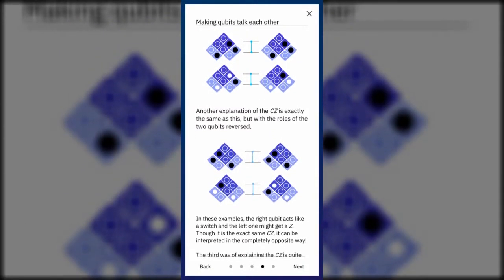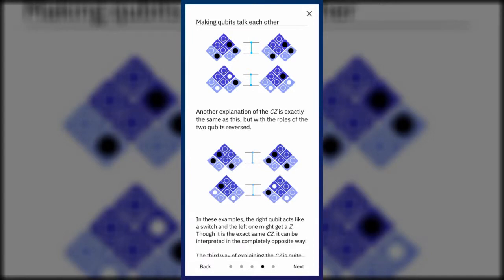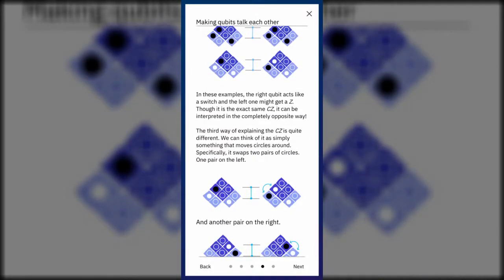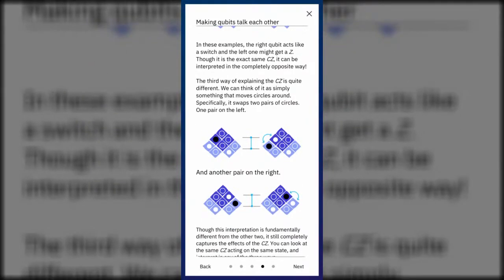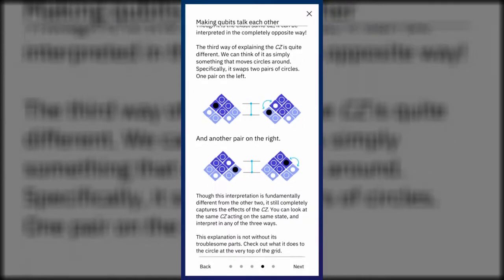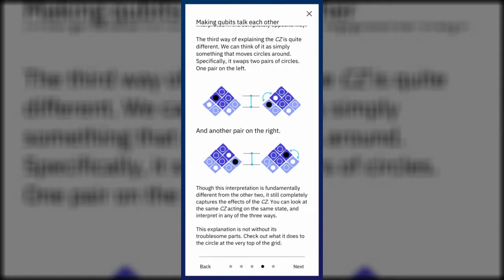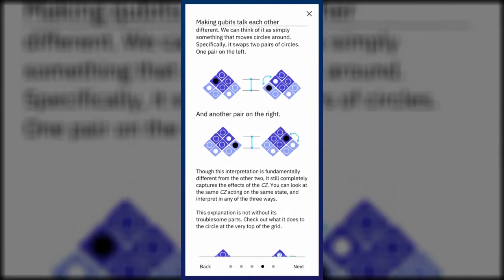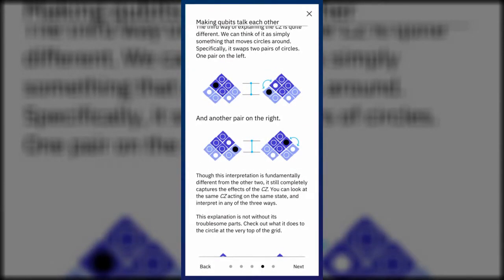Where was I? Another explanation of this is exactly the same, reversed. In these examples, the right qubit acts like a switch and the left one, okay. The third way of explaining the CZ is quite different. We can think of it as simply something that moves circles around. Specifically, it swaps two pairs of circles, one pair on the left and another pair on the right. Oh, okay. Now you messed it up even more. Though the interpretation is fundamentally different from the other two, it still completely captures the effects of the CZ.